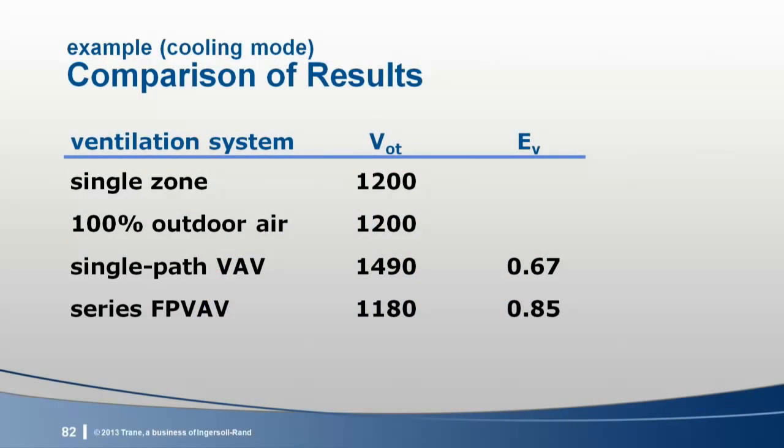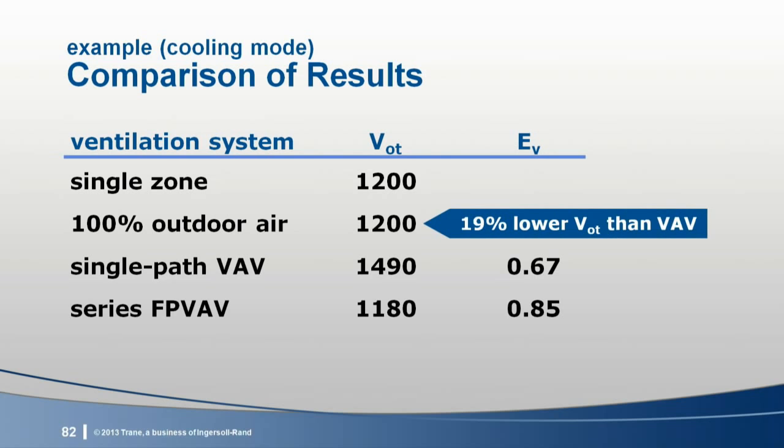Now, I think it's worthwhile to point out that to compare the performance of these different ventilation systems, you need to focus your attention on the calculated intake airflows, V sub OT, not on system ventilation efficiency. The reason I say this is that many people erroneously think that a dedicated outdoor air system has 100% ventilation efficiency. Based on that, you would conclude that a dedicated outdoor system brings in 33% less outdoor air than the single-path VAV system, since its ventilation efficiency is 67%, and 15% less than the Series Fan-Powered system.